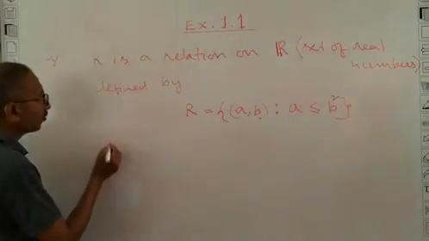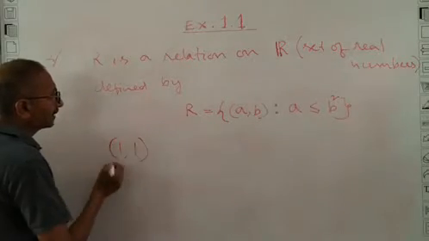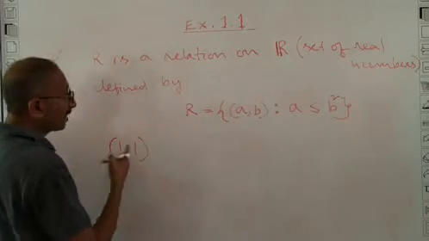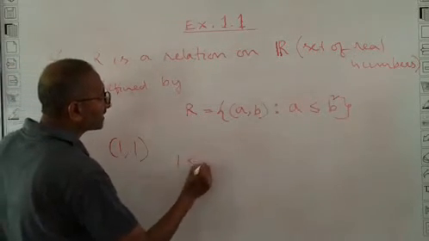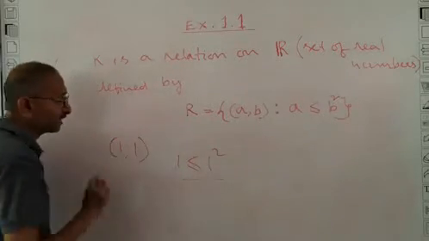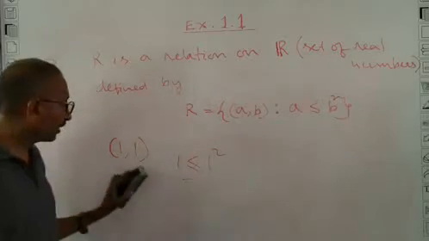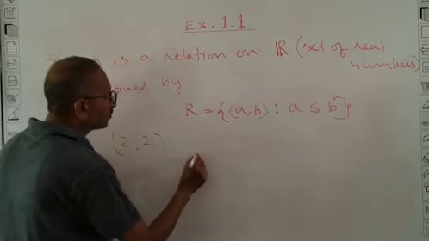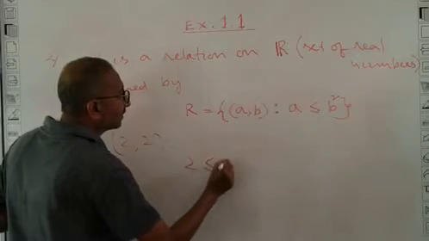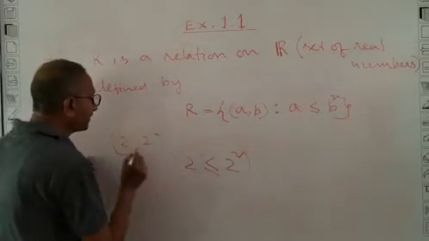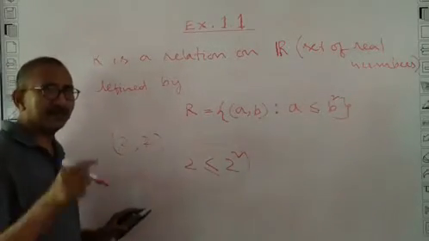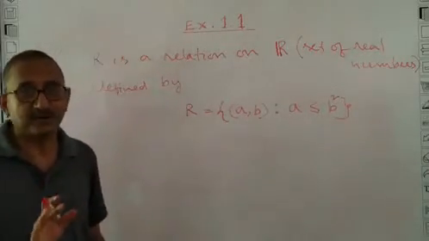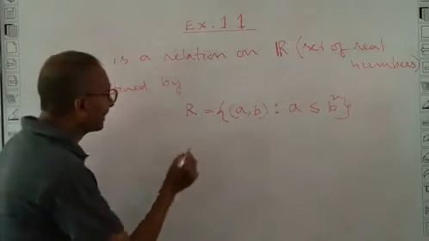If you take 1, 1, then in place of a is 1, in place of b there is 1. So it will be 1 is less than 1 square. It is true, so 1 is related to 1. Or if you take 2, an integer, then 2 is less than 2 square, which is 4. This is also true. That means 2 is related to 2. In that way all integers will be related to themselves. But we need to show that it is not a reflexive relation, so integers will not work.